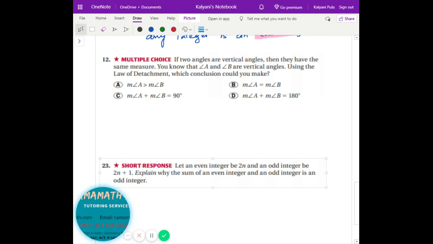This is really a good one, and the star means standardized test practice. Let an even integer be 2n, and an odd integer be 2n plus 1. Explain why the sum of an even integer and an odd integer is going to be an odd integer. So go ahead and try this one.